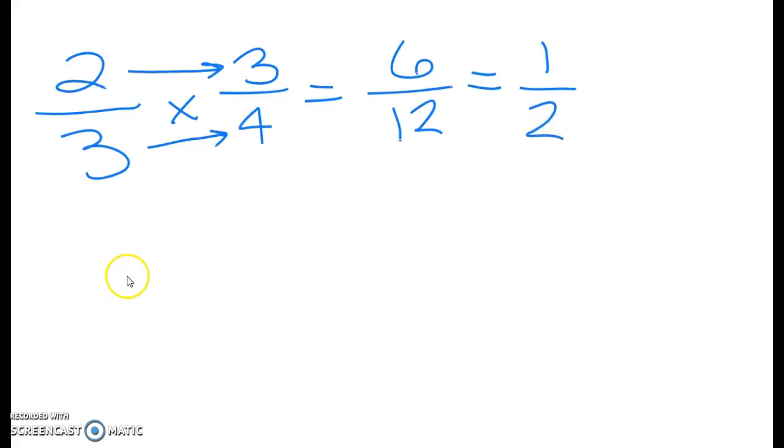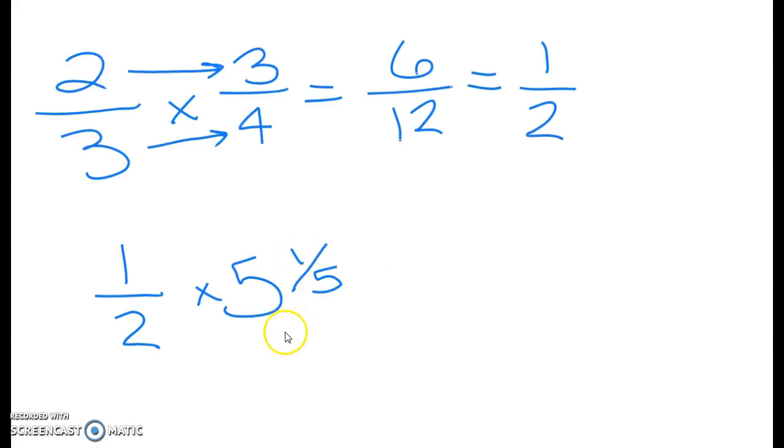Now, there may come a time that you'll have to multiply a mixed number. If that's the case, you simply turn your mixed number into an improper fraction. So for instance, if you're multiplying 1/2 times 5 and 1/5, you would just turn the 5 and 1/5 into an improper fraction. So this would be 5 times 5 is 25 plus 1, 26 over 5 times 1/2, and then the same steps as before.